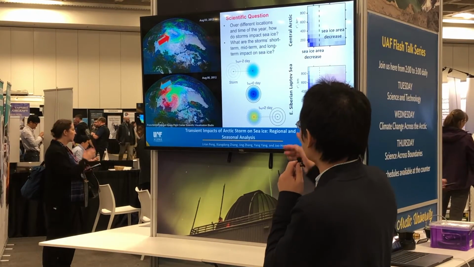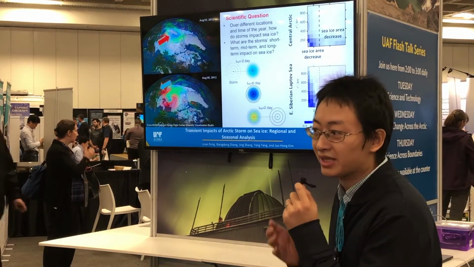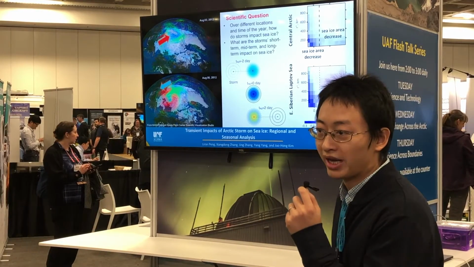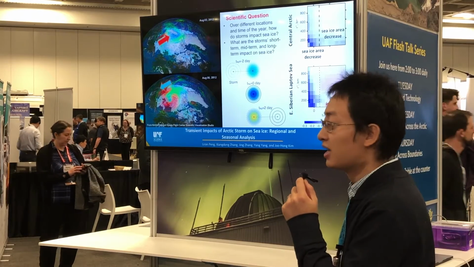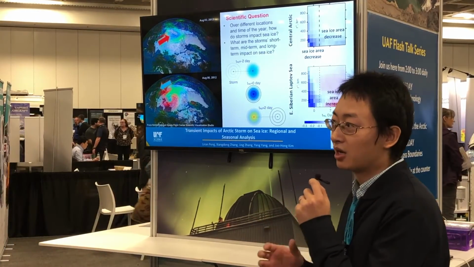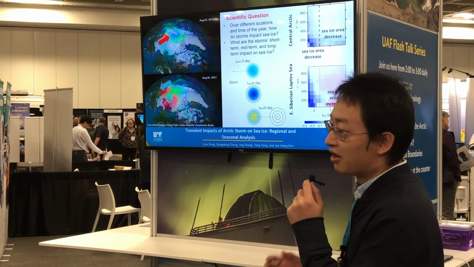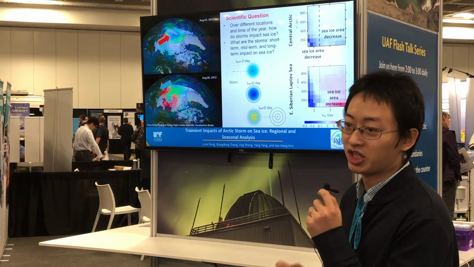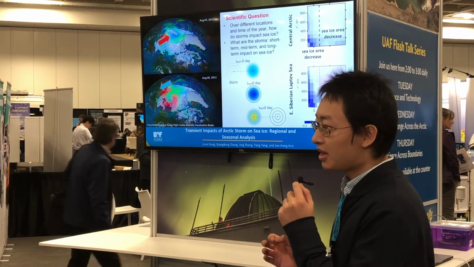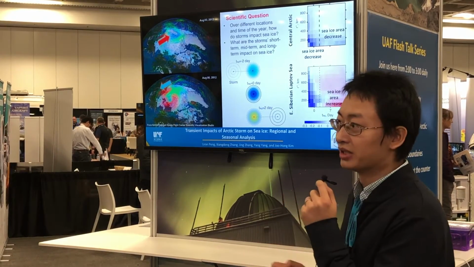In this analysis, we define a composite analysis domain, which is over selected locations with sea ice coverage along the storm track. Because the composite domain is along the storm track, it allows us to monitor the sea ice changes before, during, and after the storm passes our composite domain.